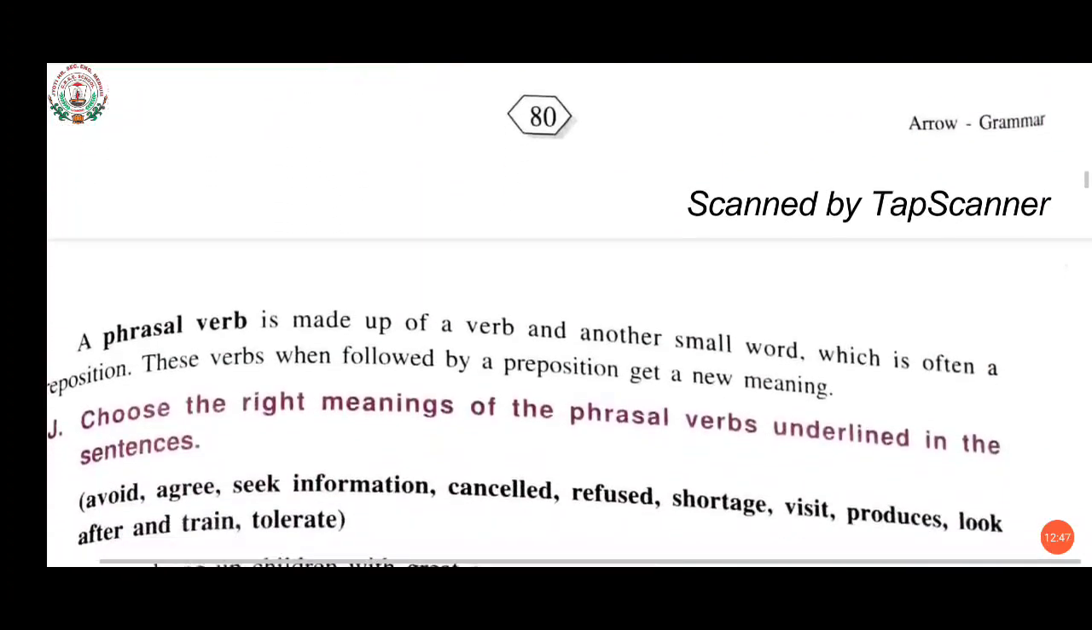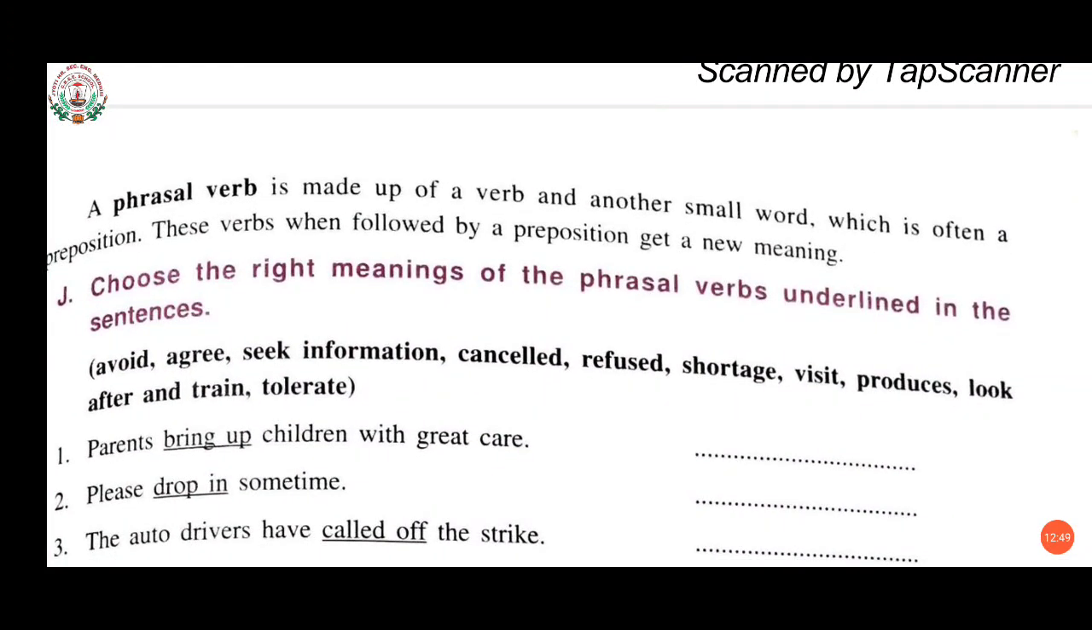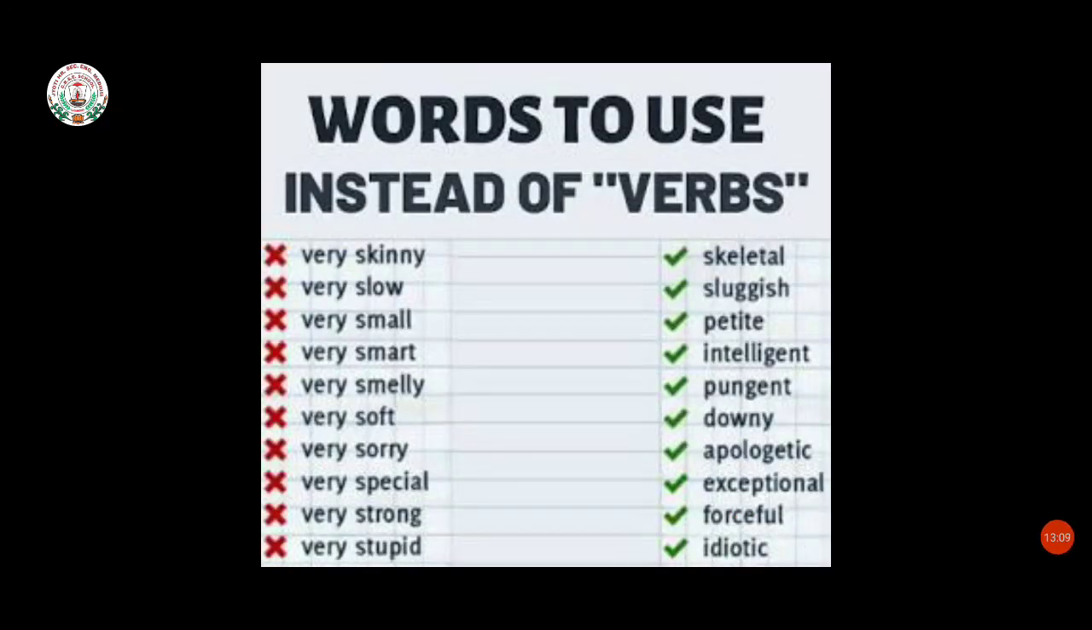Now come to the next question: a phrasal verb. What is a phrasal verb, students? A definition is given that it is made up of a verb and another small word, which is often a preposition. I want to show you one picture to explain this clearly. Here, students, you can see in the picture, these are called phrasal verbs. These verbs, when followed by a preposition, get a new meaning.